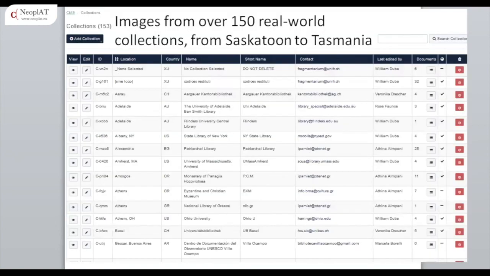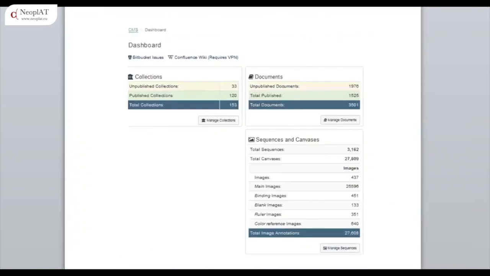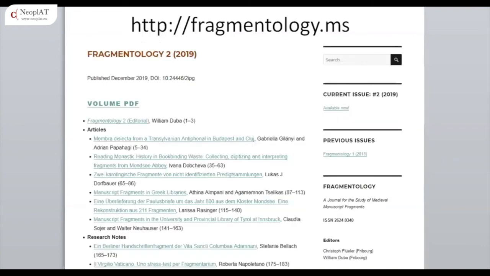So the project's been expanding, and we currently have over 150 collections represented in our database, and our current count is here: 1,525 published documents, another 3,500 in the system. There's about 1,000 of them from Stuttgart alone that are going to be published in the fall. So that's some numbers. We have a journal, which we call Fragmentology. So if you're publishing on manuscript fragments, by all means, contact me. It's not as big as Vivarium, thankfully. But unfortunately, I'm not getting rid of this at the end of the year.